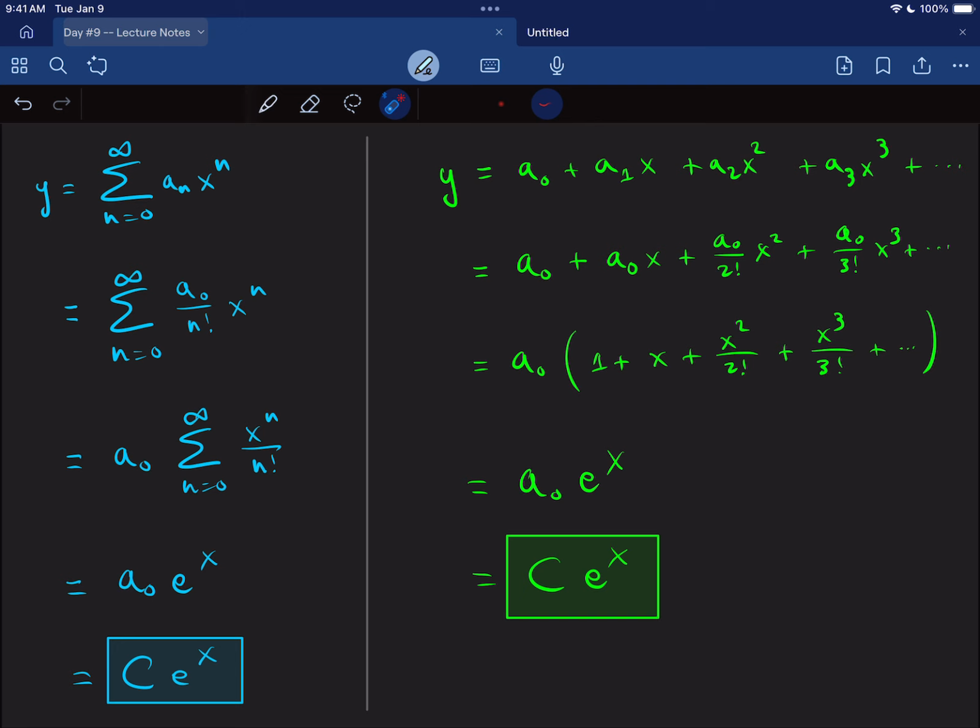Sweet. Let's go ahead and do another example. This example is actually quite tricky. It requires some creativity. Certainly looks pretty simple. 3x squared y. So y prime is equal to 3x squared y.